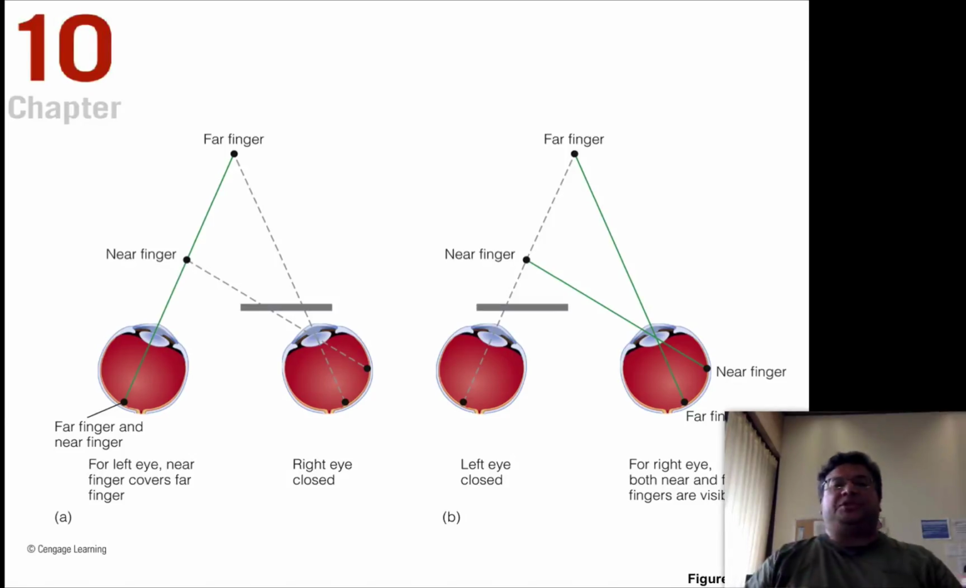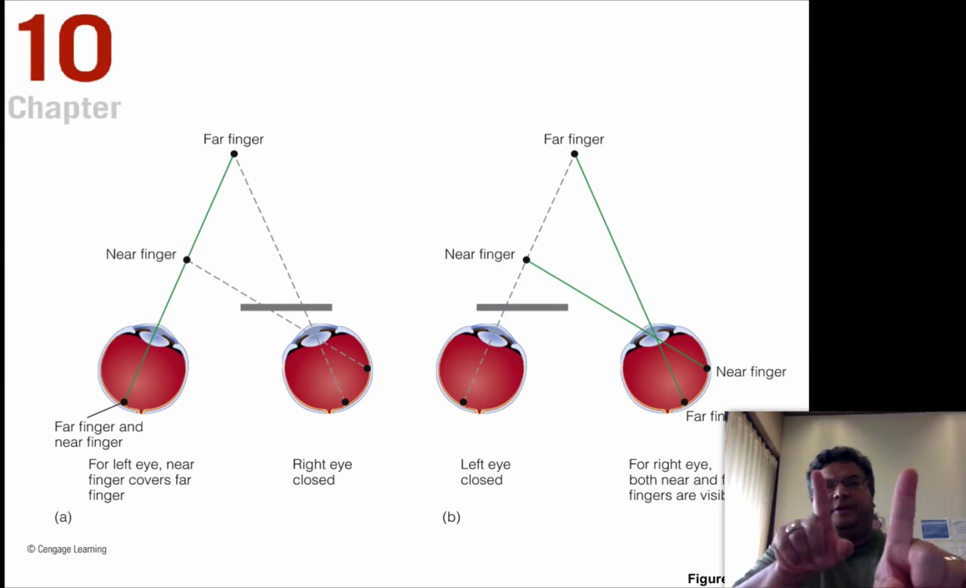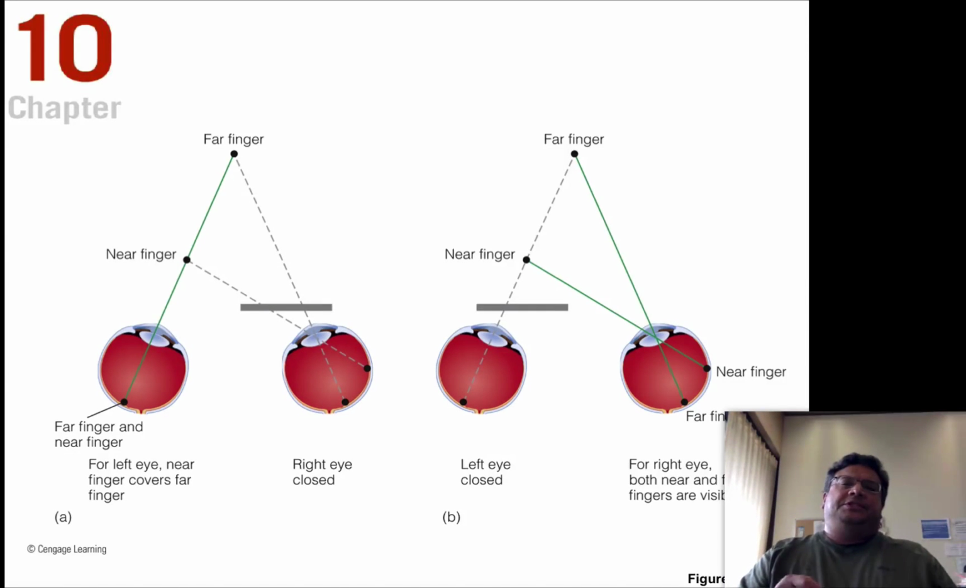And what's going to happen when you do that is that when you're looking through this eye here, you should only see one finger that's covering up, that's occluding the other finger. But when you switch eyes, all of a sudden you're going to see both fingers. And what this demonstration tells you is that when we're looking at anything with two eyes, the images are going to be slightly different.